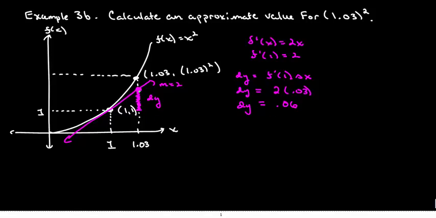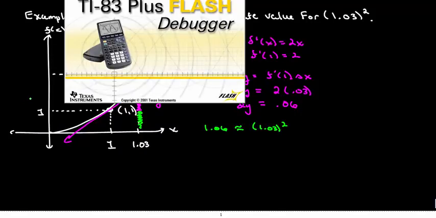So this point's ordered pair right here is 1.03 comma. This length is 1, plus the change in y, which is 0.06, so I get 1.06, like that. So 1.06 is approximately equal to 1.03 squared. And for the amount of the error, let's go ahead and grab a calculator here.